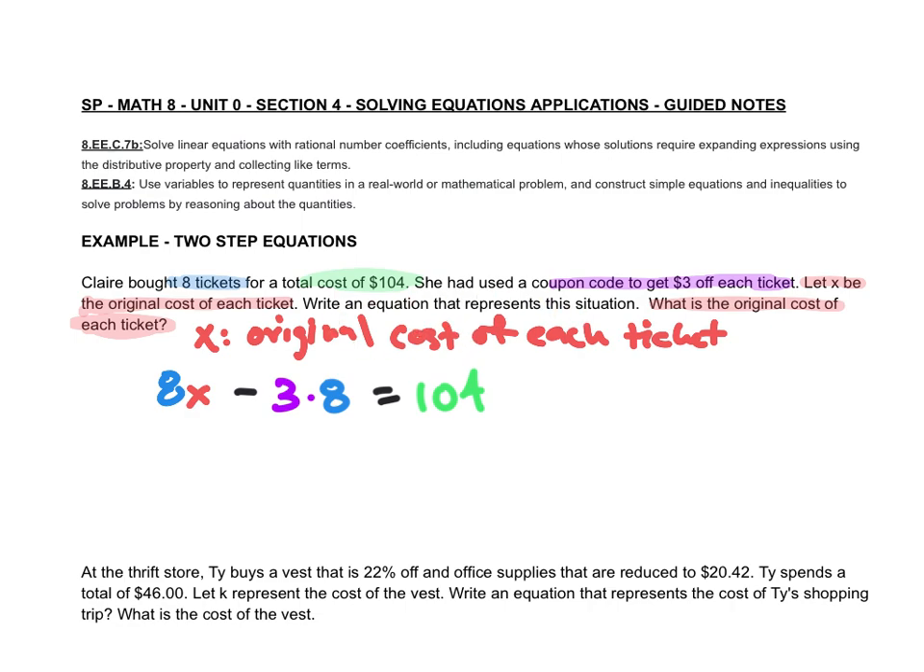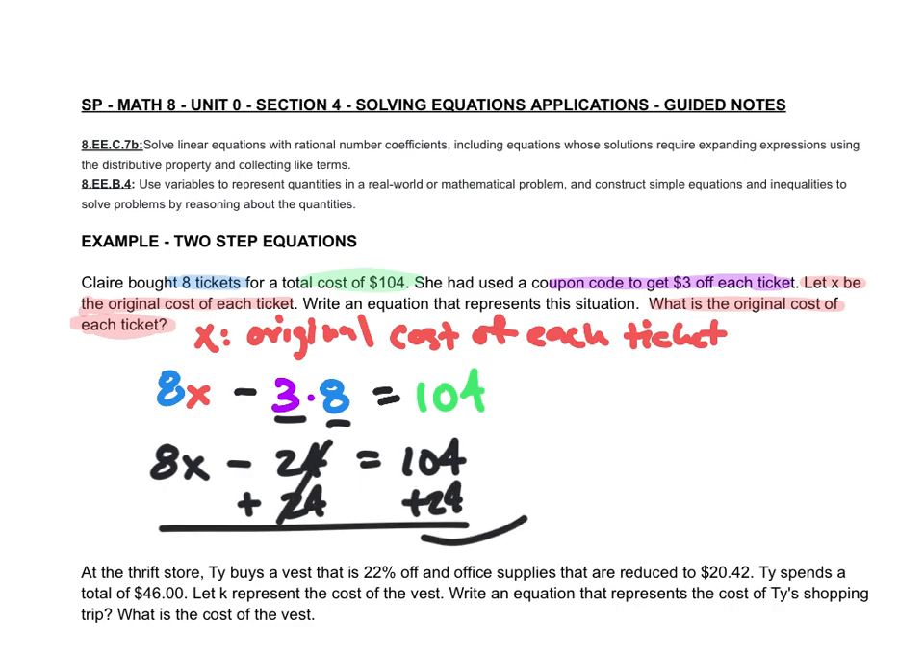And so now we just want to solve this equation. First thing I want to do is do 3 times 8. So I'm going to drop down 8x minus 24 is equal to 104. From here, I'm going to add 24 to both sides and solve this equation. So up over here, we're going to have 8x is equal to 128. And then I'm going to divide both sides of this equation by 8. And so then I get that x is equal to 16.